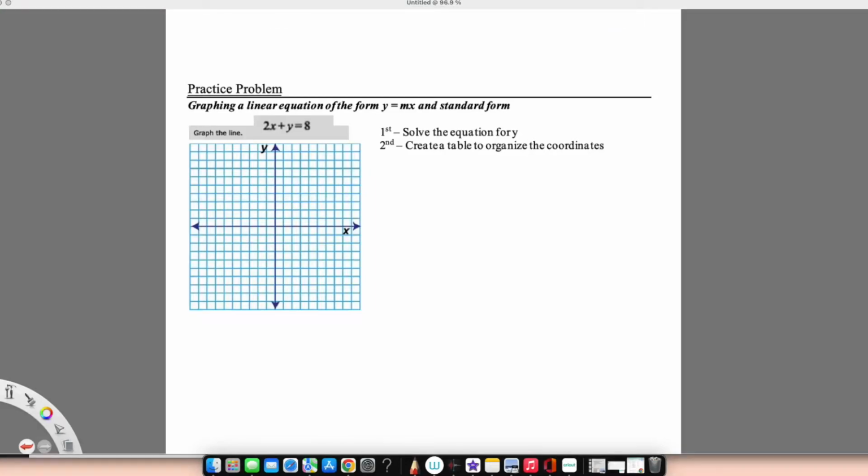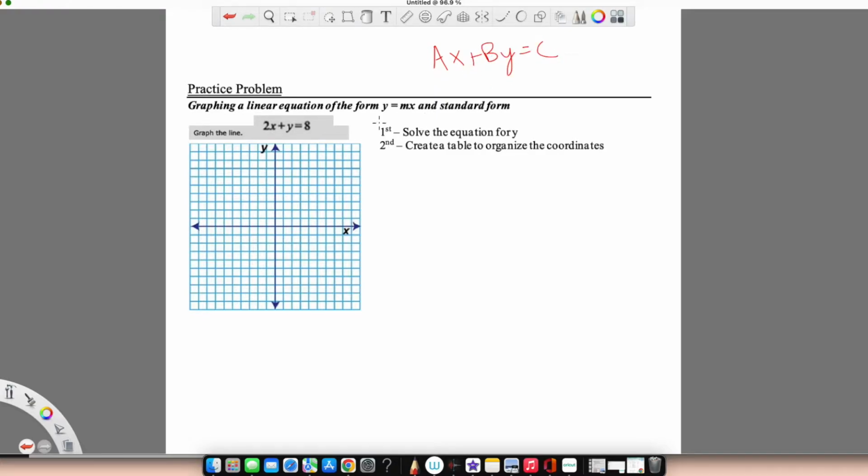We are going to continue practicing graphing the line of an equation, a linear equation, and it's in the form of y equals mx, or standard form, which is ax plus by equals c, which is exactly what this is the form of. So I have a is 2, b would be the 1 in front of the y, and c would be the 8. So this is called standard form.